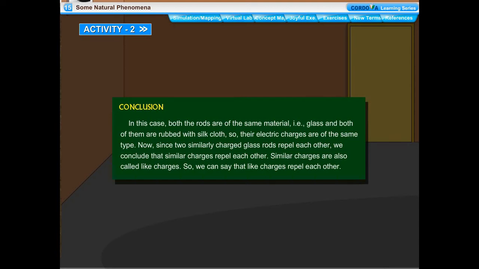Now, since two similarly charged glass rods repel each other, we conclude that similar charges repel each other. Similar charges are also called like charges. So, we can say that like charges repel each other.